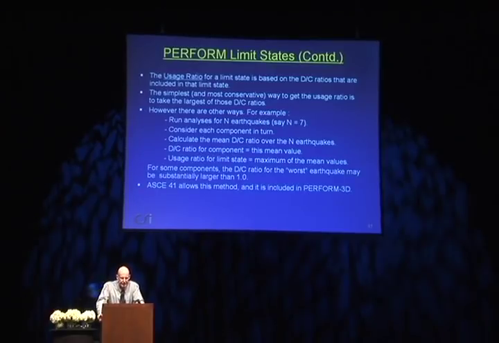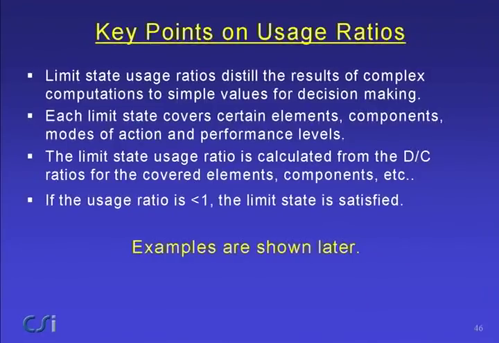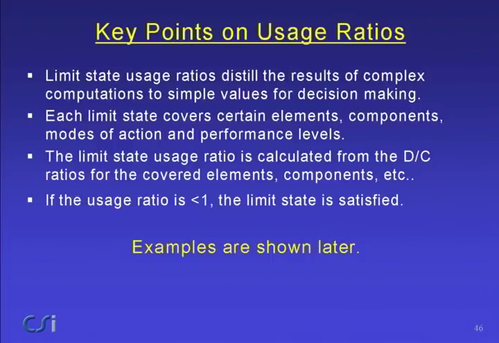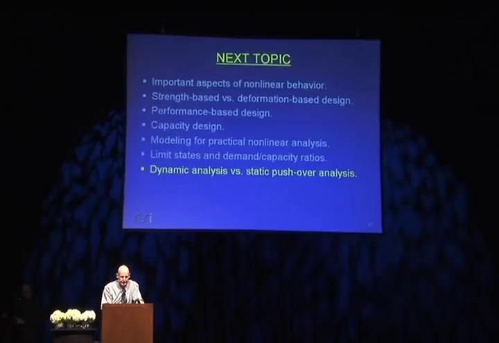ASCE 41 allows this method, and it is included as an option in Perform 3D. I'll demonstrate this later on when we show some limit states. So this is the way Perform basically takes an awful lot of stuff and distills it down to a few simple values for decision making. The limit state usage ratios distill the results of complex computations into simple values. We've just said this before, and I'm going to show some examples in a moment.